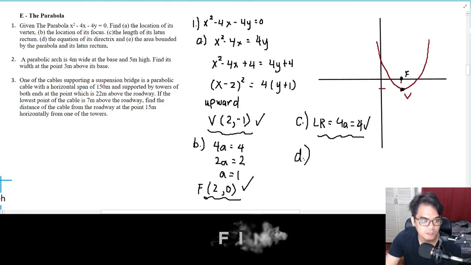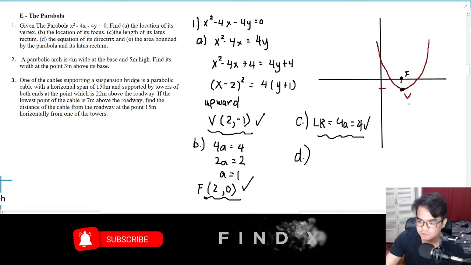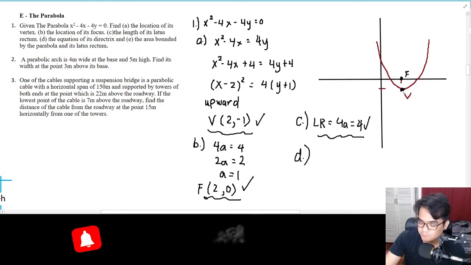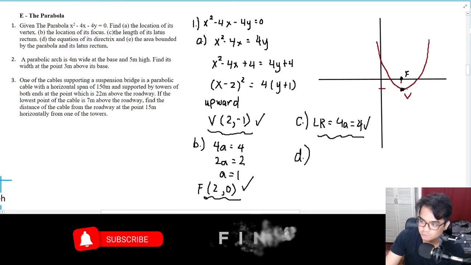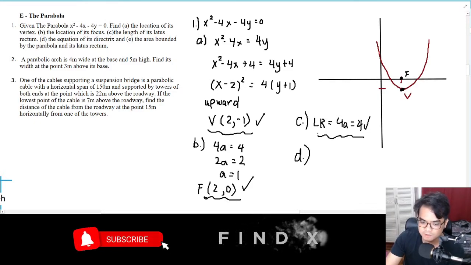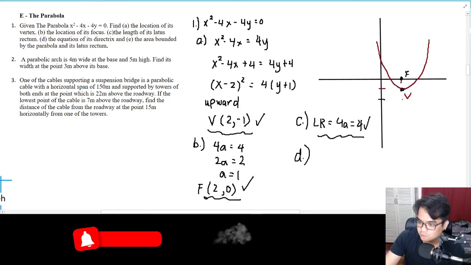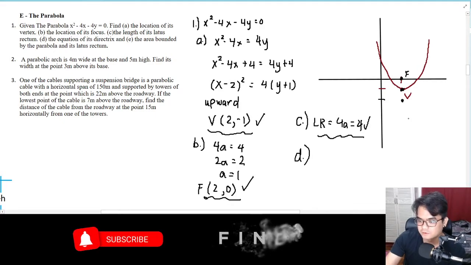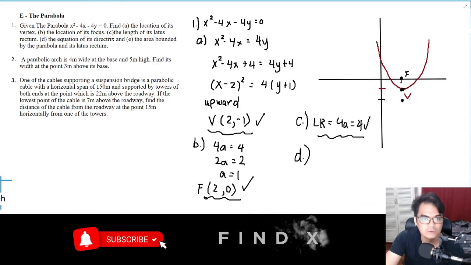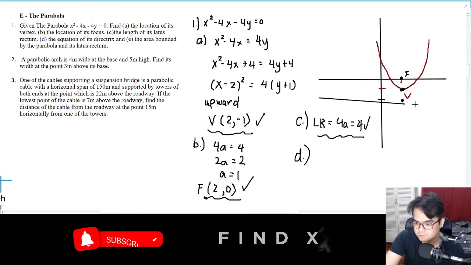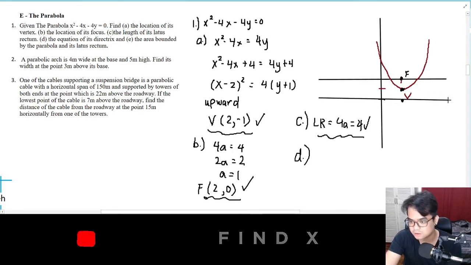Letter D, equation of its directrix. Okay, so if the directrix, you have to measure the distance of the vertex to the directrix is a, right? But a is equal to 1. Therefore, all I have to do is just go down here, and this will be your directrix. Okay, you have to go down by 1. Okay, so let's try to put a line here.